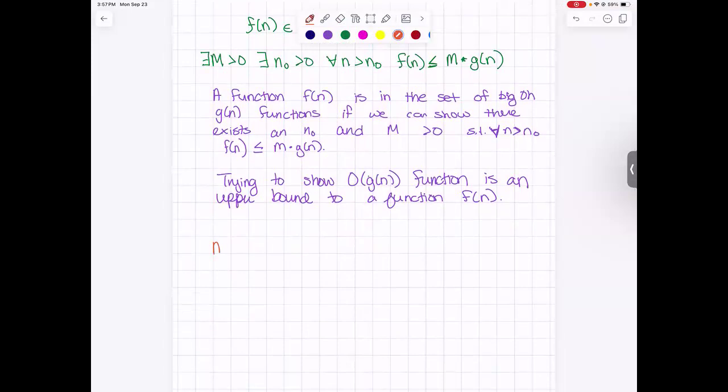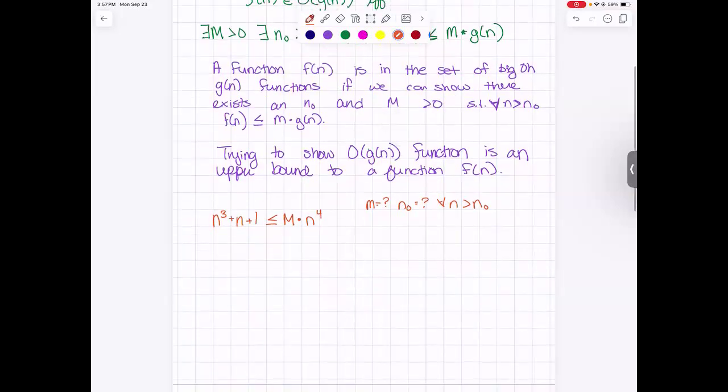So we've already defined our f of n like this. We've defined our m times g of n like this, m times g of n. And then we need to ask ourselves, what should those m and n naught be so that we can make it work for all n greater than n naught? All right, so we can use our rounding up trick to try and solve this problem.